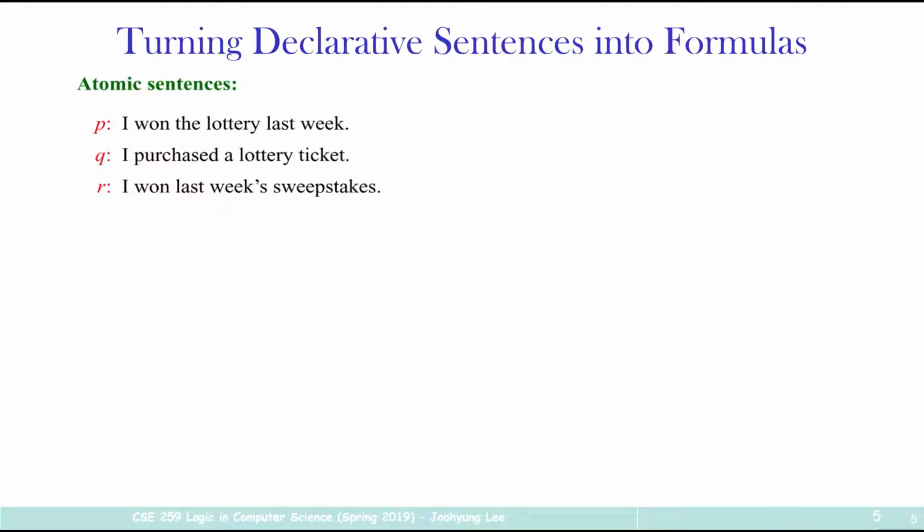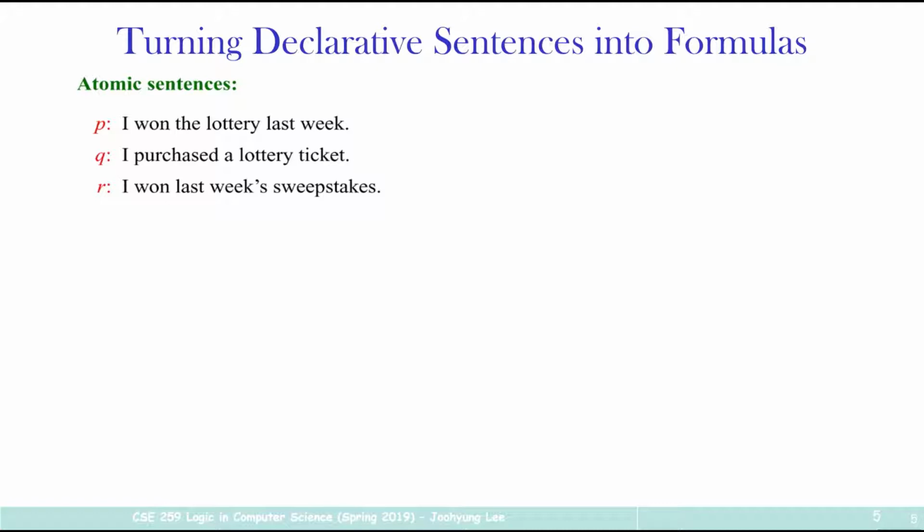And there are many logics that allow us to do that. Propositional logic is the simplest logic of all kinds, and this is the foundation of many other logics. In this logic, you're going to have something called an atomic sentence.